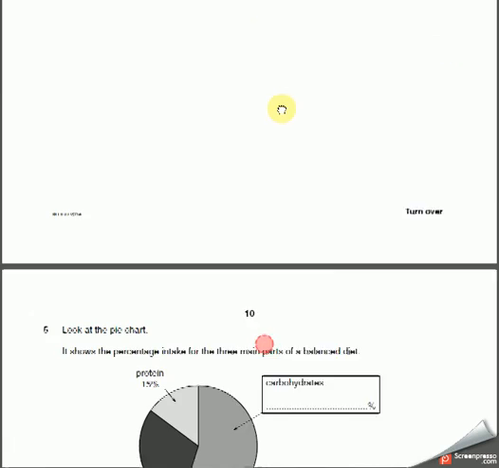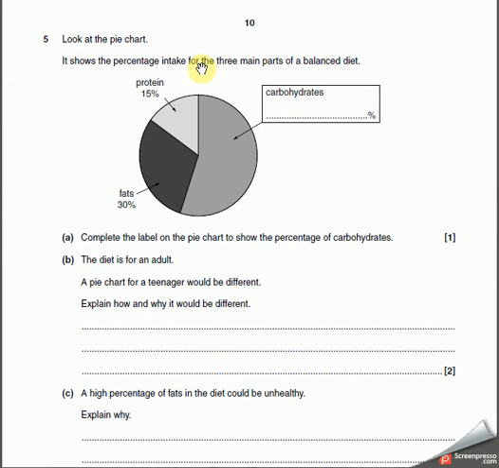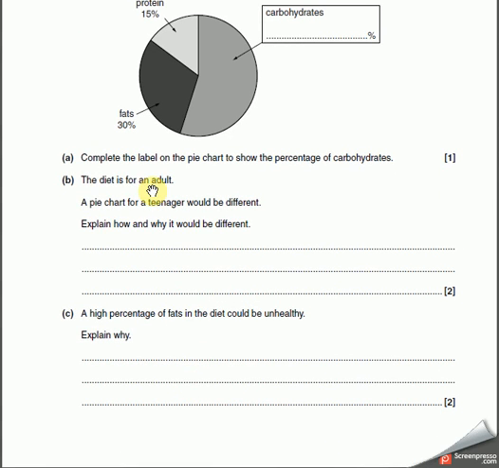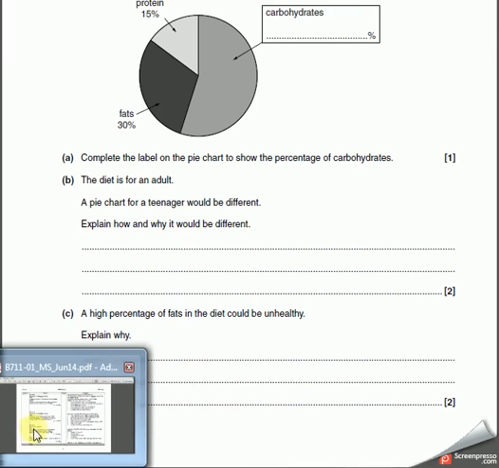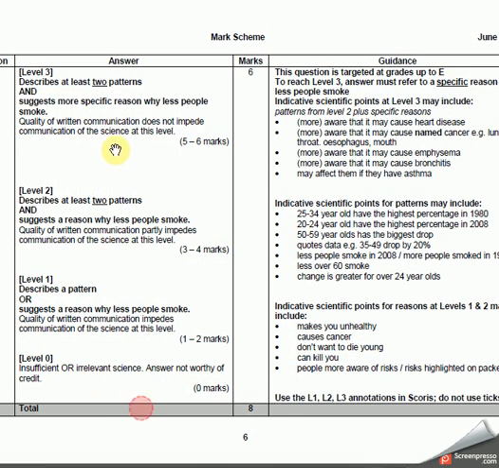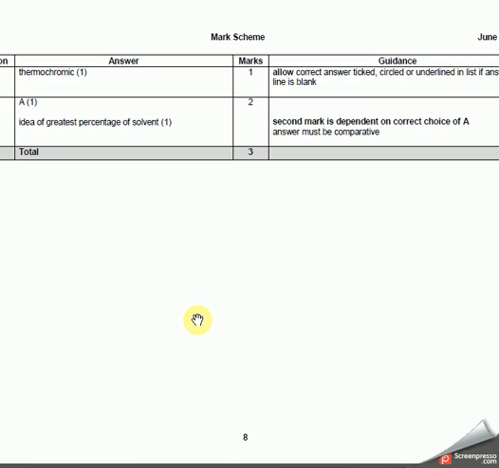Okay, so look at the pie chart. It shows the percentage intake of 3 main parts of a balanced diet. Carbohydrates, obviously 30%, 15% makes 45%, so the remaining bit must be 55, because pie charts always add up to 100. This is the diet of an adult. The pie chart for a teenager would be different. Explain why it would be different. I'd imagine it's something to do with protein. They need more protein, or their diet could be a bit unhealthier.